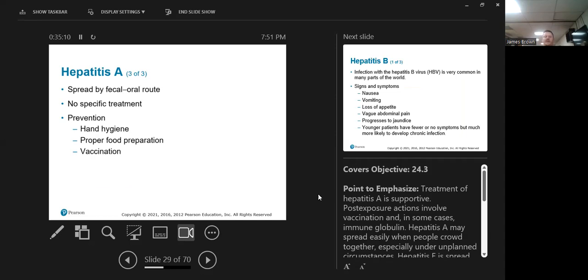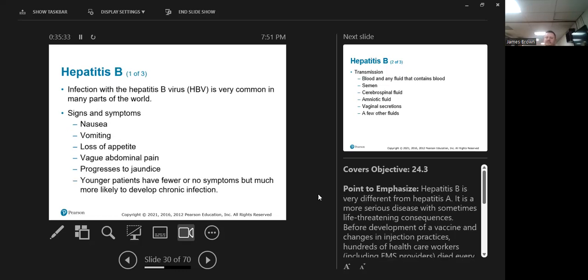Hepatitis A is spread by the fecal-oral route. There's no specific treatment. We can try to prevent it through hand hygiene, proper food preparation, and vaccination. Can we vaccinate against all the hepatitis? Which one can we not vaccinate against?